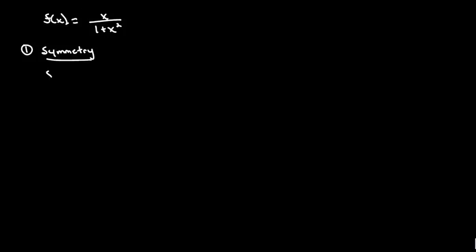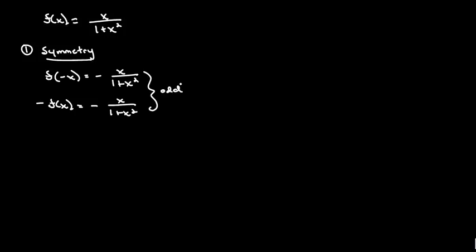So for the symmetry, let's take a look at f of negative x. That would be negative x over 1 plus x squared. And negative f of x would also be negative x over 1 plus x squared. So these are equal to each other, and that means that the function's odd. And so that's going to give us symmetry about the origin, so point symmetry.